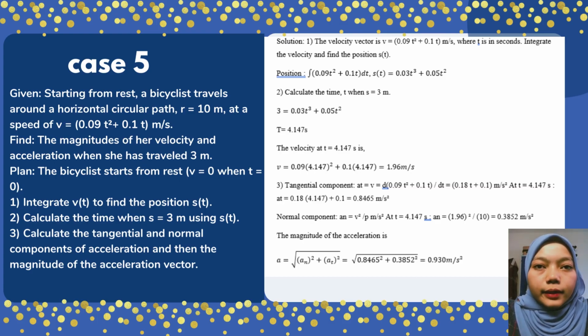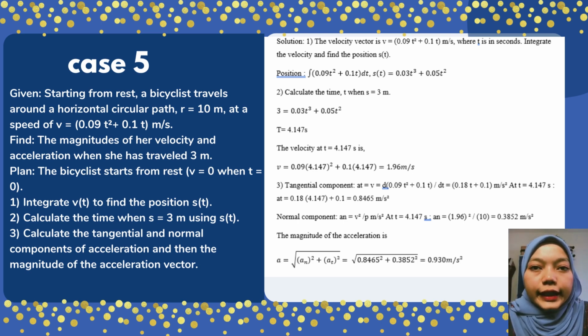Starting from rest, a bicycle travels around a horizontal circular path, r equal to 10 meters, at a speed of v equal to (0.09 t^2 + 0.1 t) m/s. Find the magnitudes of her velocity and acceleration when she has traveled 3 meters. Plan: the bicycle starts from rest, v equal to 0 when t equal to 0.